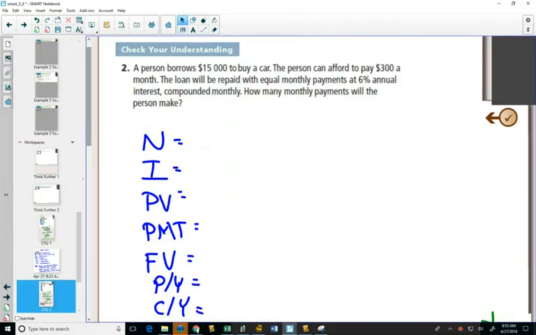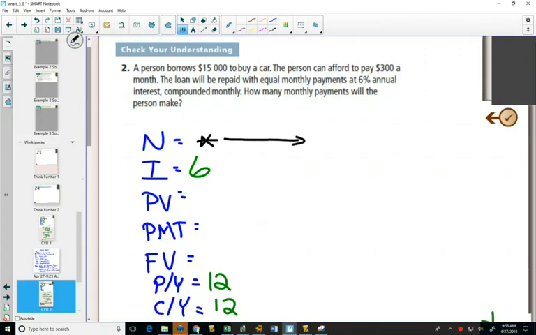It doesn't matter the order you fill it in, so I always start with interest rate first because it's easy. We're making monthly payments, that's easy. Compounded monthly, that's easy to do. How many monthly payments? So I put a star here with an arrow saying that's what I'm going to solve for. The present value now. You are getting the car. And anytime you get something of value, that goes in as a positive number.